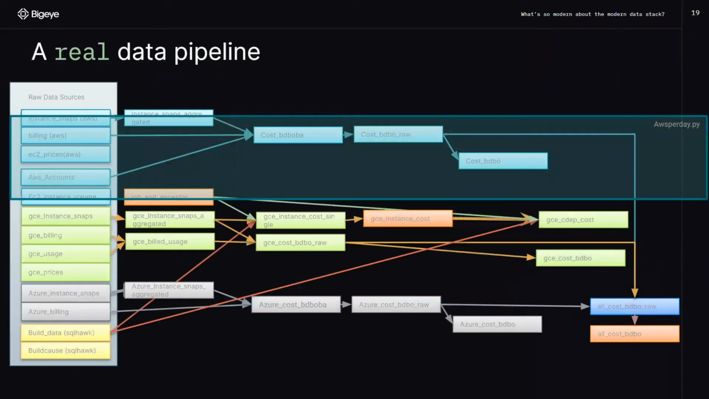Let me give a more concrete example. This was a data pipeline that I built in a previous life. I'm collecting data from Amazon, from Google, from Azure, and from our internal systems. And through combinations of Spark jobs, Scoop jobs, Python code, SQL code, I'm engineering a new data model that allows me to query how people have been spending their cloud resources. And it's a large bit of data engineering to make that pipeline go through and be reliable.